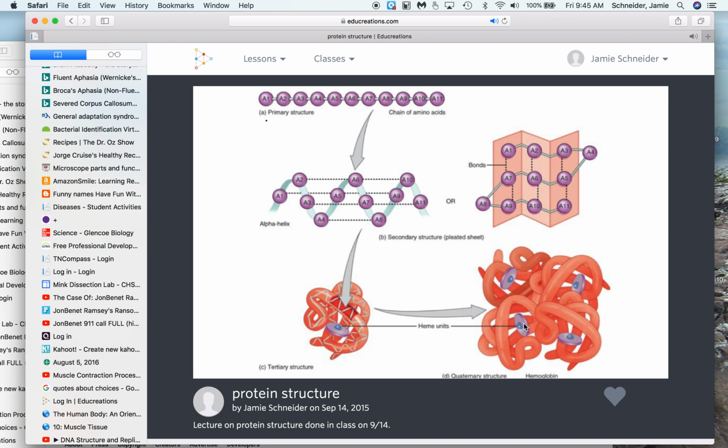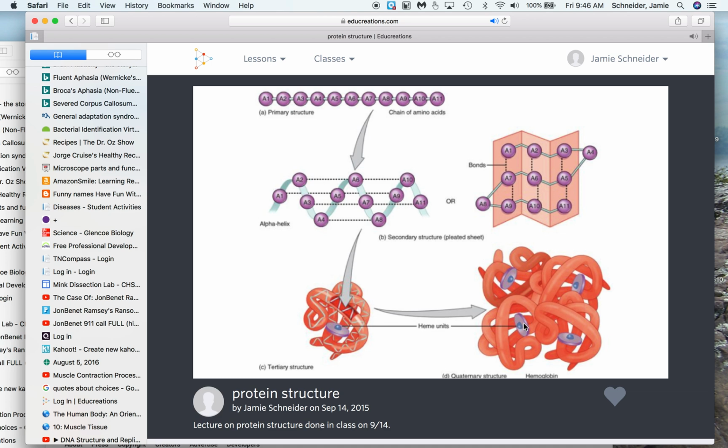Primary sequence is shown right here, and it is just the straight amino acid sequence. Amino acid 1 all the way through however many amino acids it has. The only human protein that has just primary structure is the parathyroid hormone, and it has 81 amino acids in it, and it's just a straight line of amino acids. That's primary sequence.